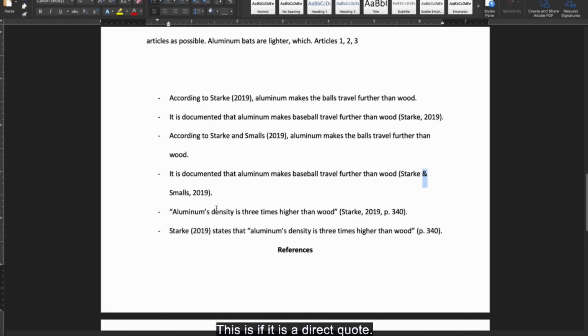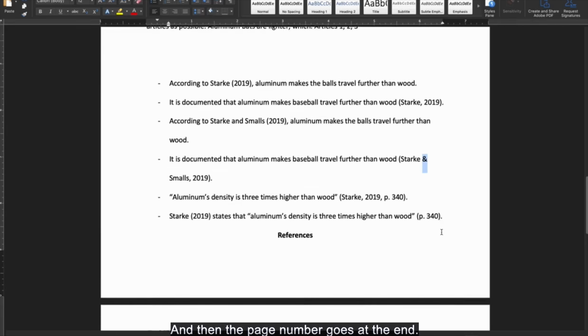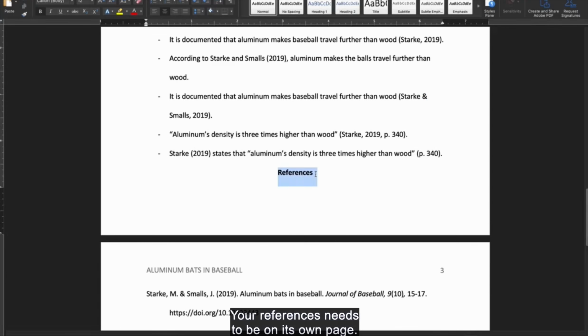This is if it is a direct quote. So aluminum's density is 3 times higher than wood. Again, I'm not sure if that's true. But then it's Stark, the author, the year, and a page number when you use a direct quote. And again, this would be if you use the author outside of that. Stark 2019 states that aluminum's density is 3 times higher than wood, end quote, and then the page number goes at the end. Your references need to be on their own page.